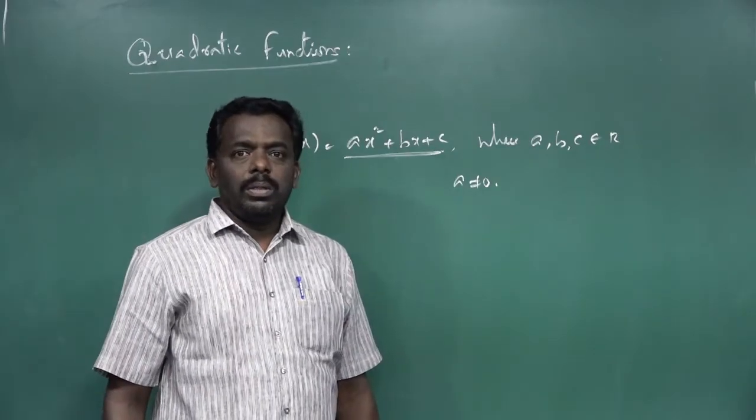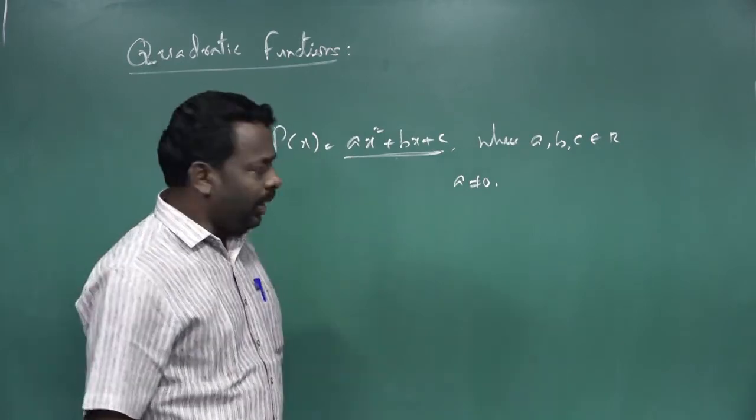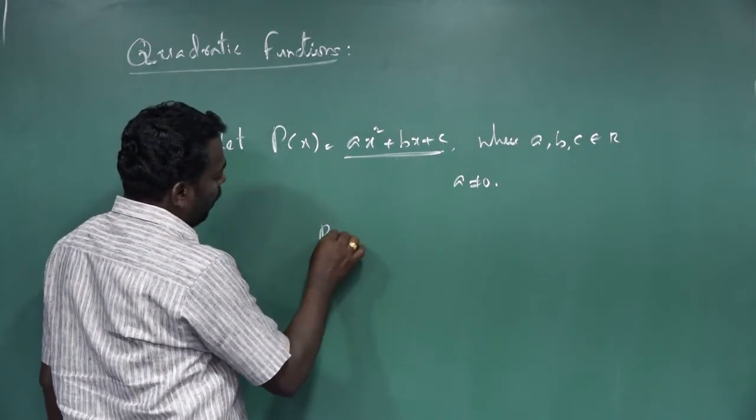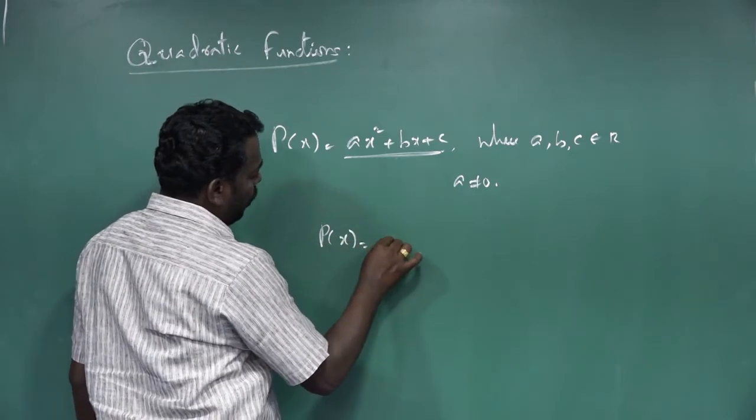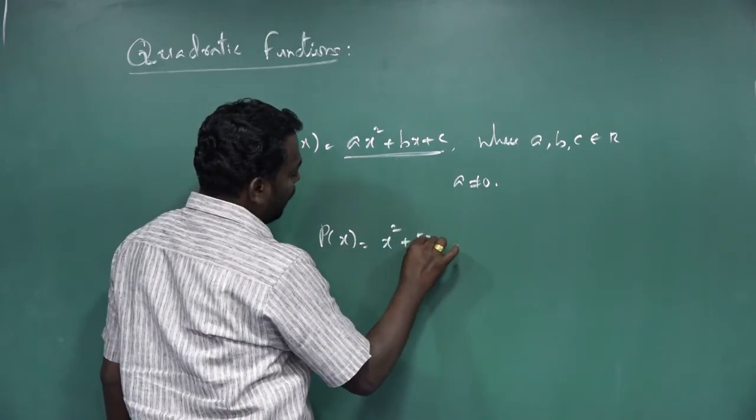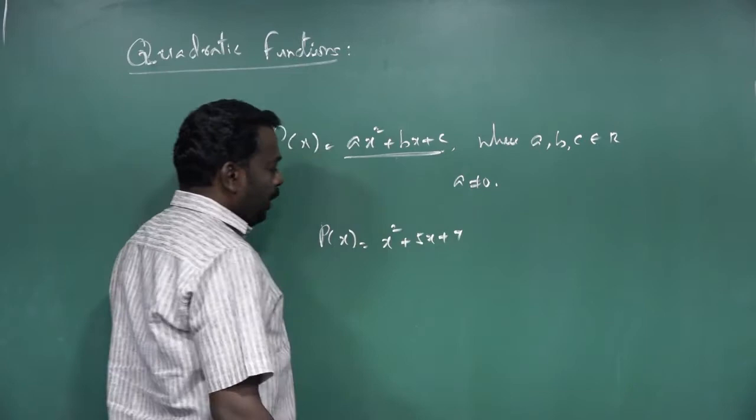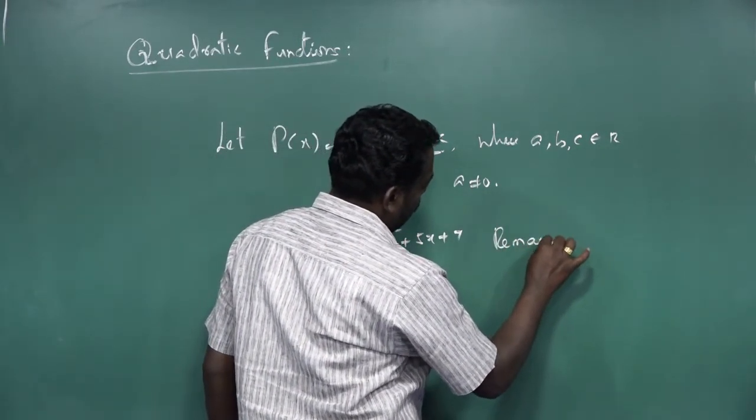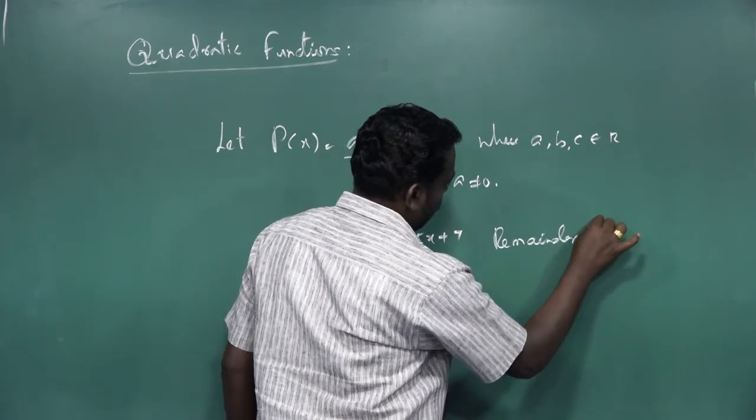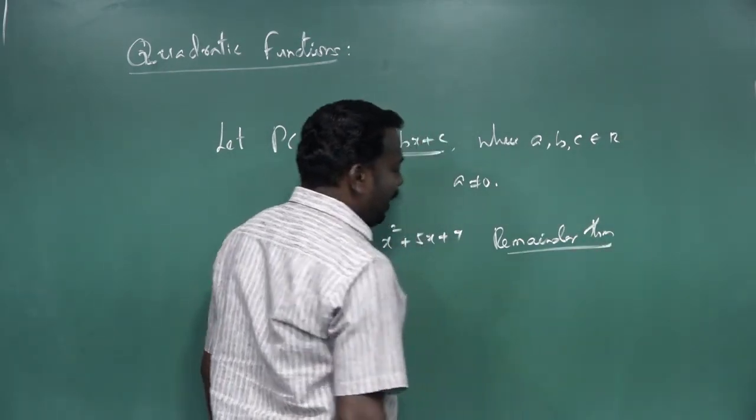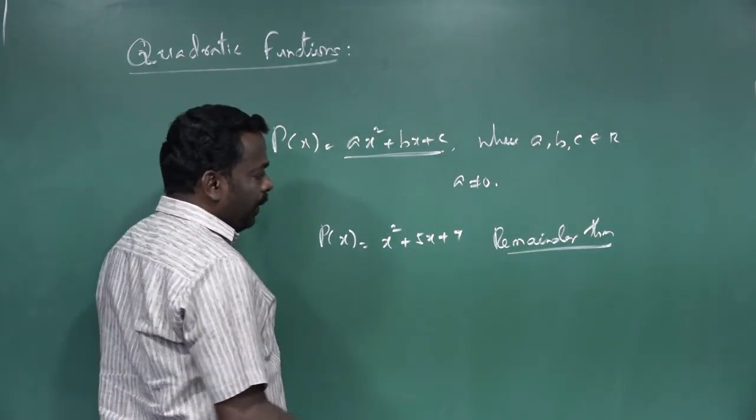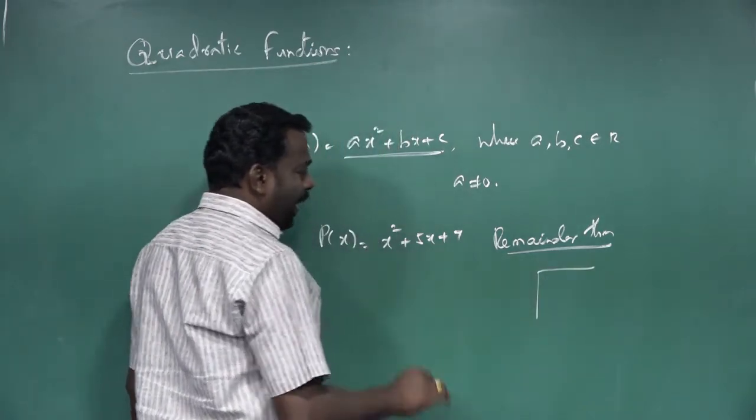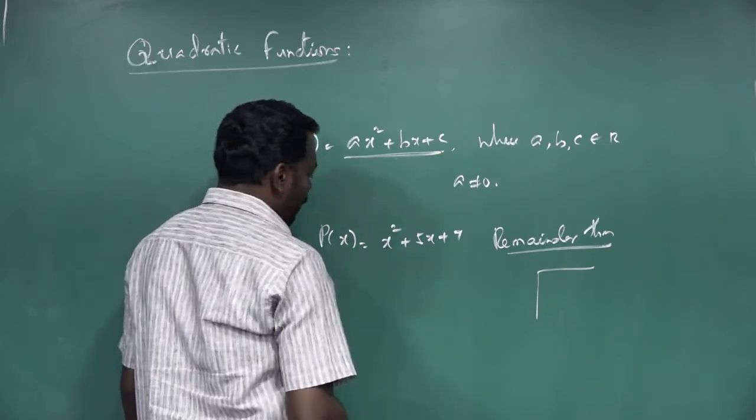We know about the remainder and the factor theorem. You learned this at the 10th standard level. For example, P(x) = x² + 5x + 7. We are applying the remainder theorem. What the remainder theorem says is that, without applying the long division method, we can find the remainder by applying the remainder theorem.